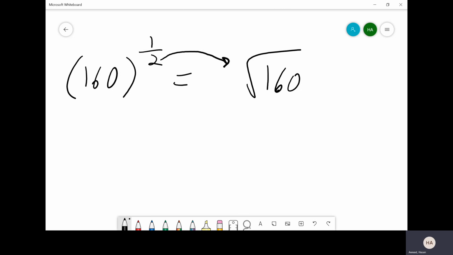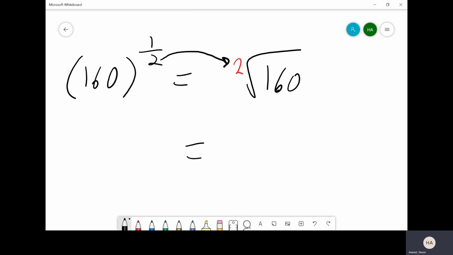Because the 2 is our index, I'm just going to leave it out. I'll write it in red, that's fine. But it just means that we have a square root. So we have the square root of 160. And now what we do is the same normal procedure that we did before. We look at the factors of 160 and see how we break this up.